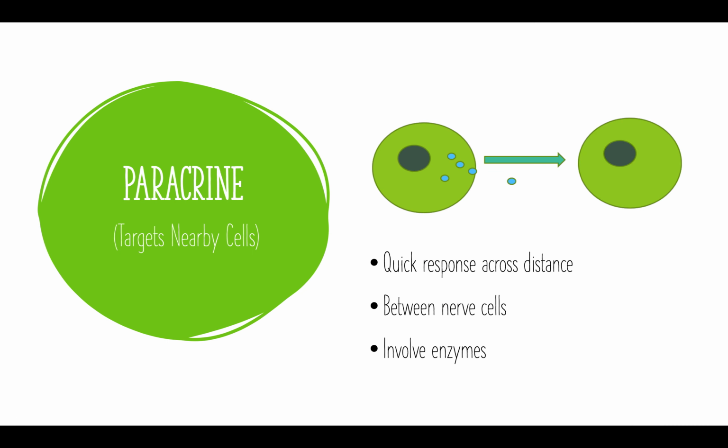So the second form of cell signaling we're going to talk about is paracrine signaling. So this kind of signaling targets nearby cells, so cells that are close by in proximity. So we have quick response across a distance, often happens between nerve cells, and often involves enzymes. So if this is our image, so if these are our 2 cells, this cell is going to be sending these little molecules across to a nearby cell. So this cell is not far away, it's very close.